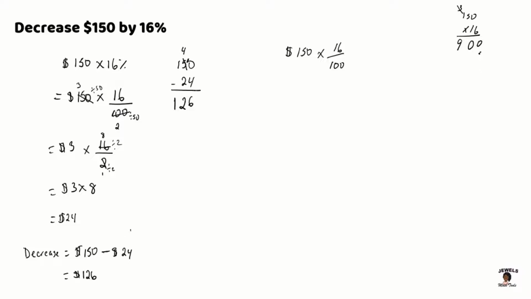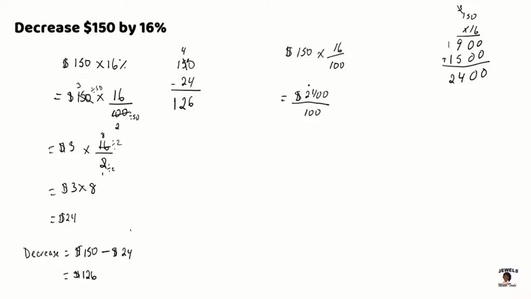I'm going to add a 0 and begin multiplying by my 1. 1 times 0 is 0, 1 times 5 is 5, and 1 times 1 will equal 1. Let's sum our numbers together. So 0 plus 0 is 0, 0 plus 0 is 0, 9 plus 5 is 14. We put our 4, carry the 1. 1 plus 1 will give us 2. So we now have $2,400 being divided by 100.